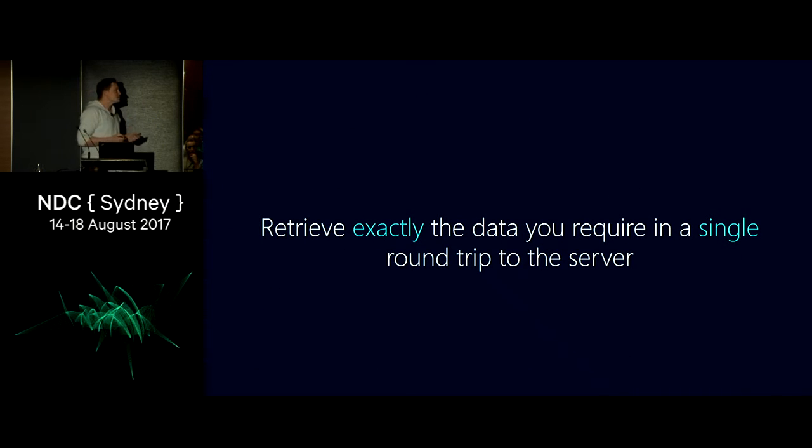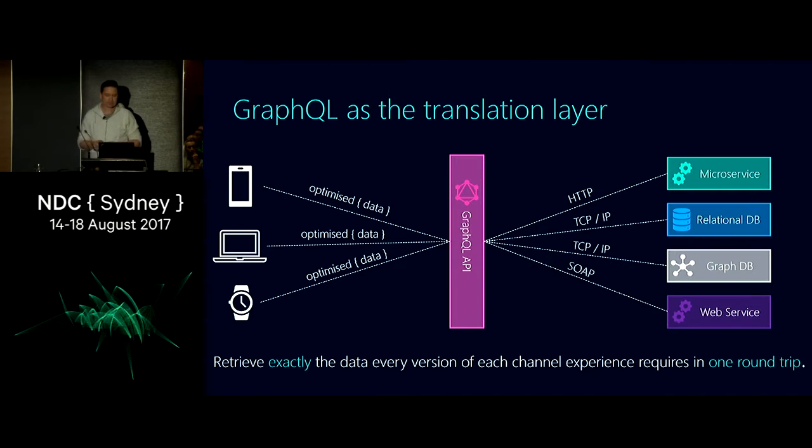So what do we really want to do in this scenario? If you had a perfect case, we would send exactly the data that the client needs, irrespective of the version and irrespective of the channel. And this is one of the cases that we're going to explore for GraphQL today. GraphQL lets us send exactly the data and only the data that each channel experience needs in one round trip to the server.